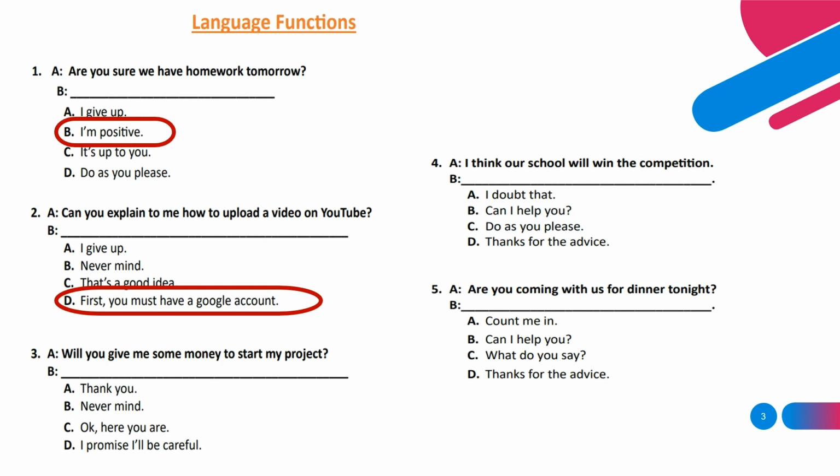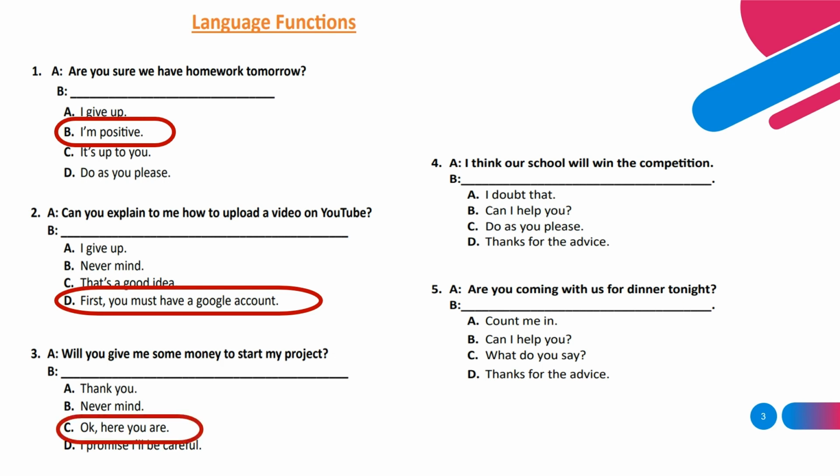Other alternatives for okay, here you are is alright, is yes, is also we can use yeah, sure, or yes, I will. All these are good alternatives for the answer, okay, here you are.